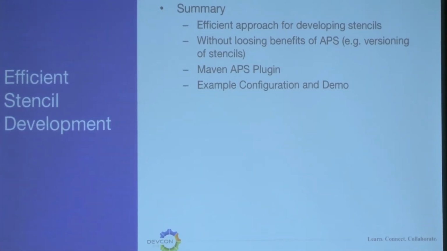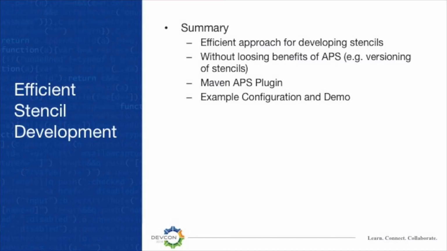So a short summary. I showed you, in my opinion, an efficient approach for developing custom form stencils for APS without losing the benefits of APS, especially the versioning support from APS for custom form stencils. There's an APS Maven plugin available, which we have developed. On the next slide, I will show you two links where you can download the live demo and also get the source code of the APS Maven plugin. And I showed you an example configuration and gave you a live demo.